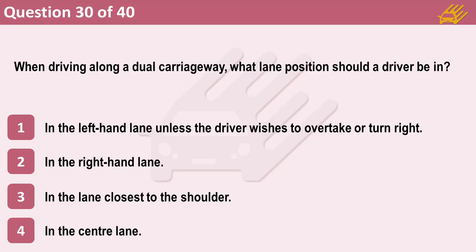When driving along a dual carriageway, what lane position should a driver be in? 1. In the left-hand lane unless the driver wishes to overtake or turn right. 2. In the right-hand lane. 3. In the lane closest to the shoulder. 4. In the center lane.